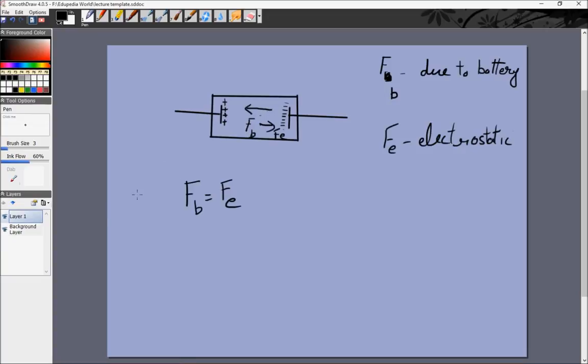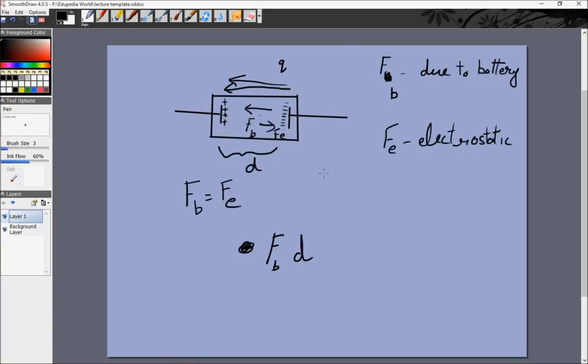Now if I were to take a single charge Q from the negative terminal to the positive terminal, what will be the work done by the battery? Let's say this distance is d, then the force on this charge Q due to the battery will be Fb, right? And the work done by this battery will be Fb times d, because we are taking the positive charge from the right side to the left side. So this is the direction of displacement, and this is also the direction of Fb. So Fbd will actually be the work done on this charge Q by the battery.